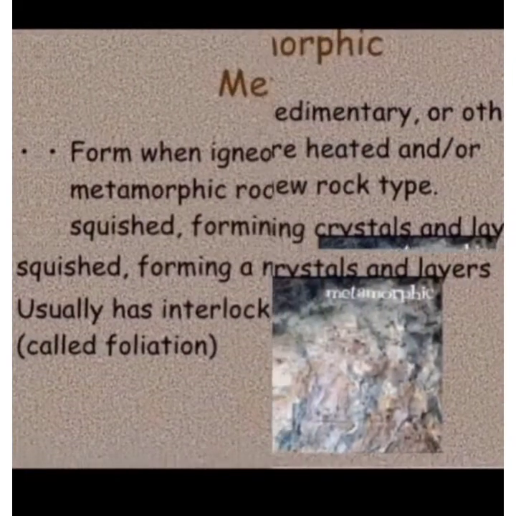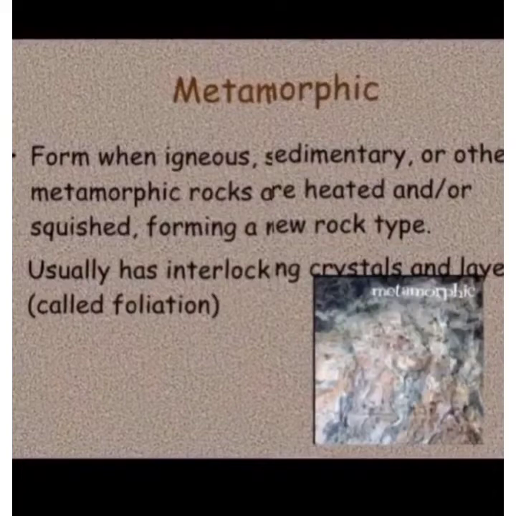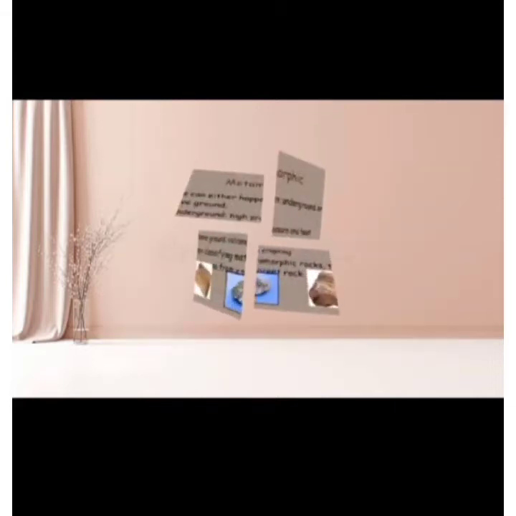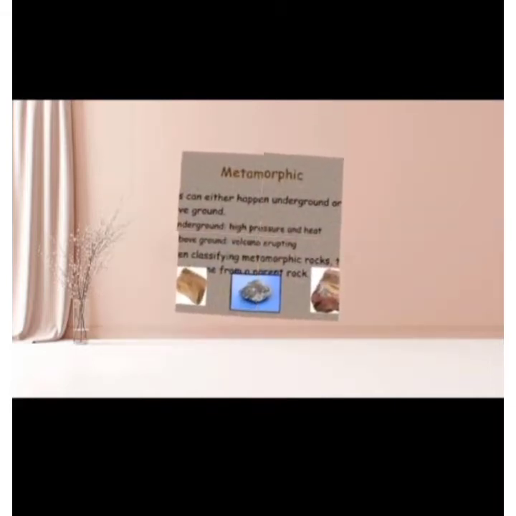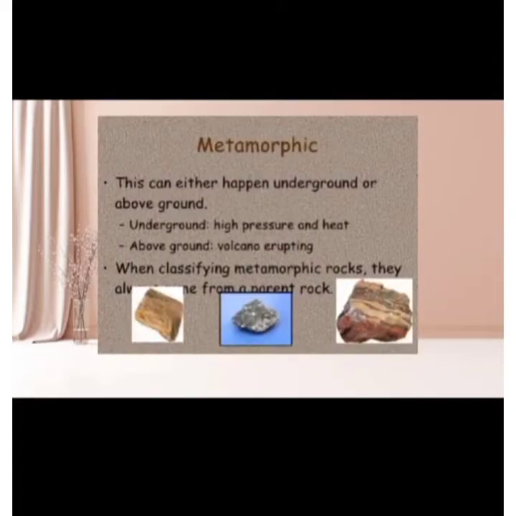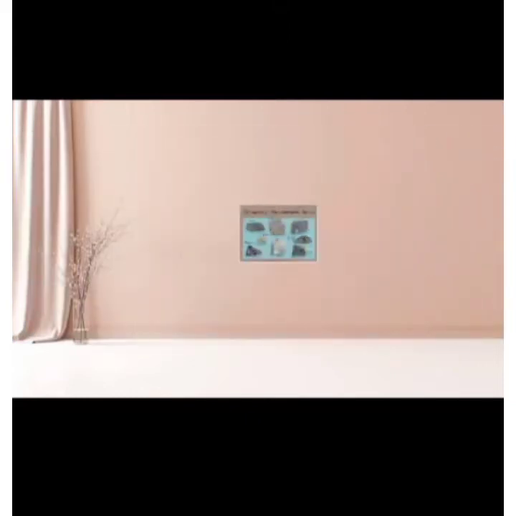And the third form of rocks is metamorphic. Metamorphic rock forms when igneous, sedimentary, or other metamorphic rocks are heated and or squished, forming a new rock type. It usually has interlocking crystals and layers called foliation. This can either happen underground or above the ground. Underground by high pressure and heat, above ground by volcanoes erupting. These are some examples of metamorphic rocks.